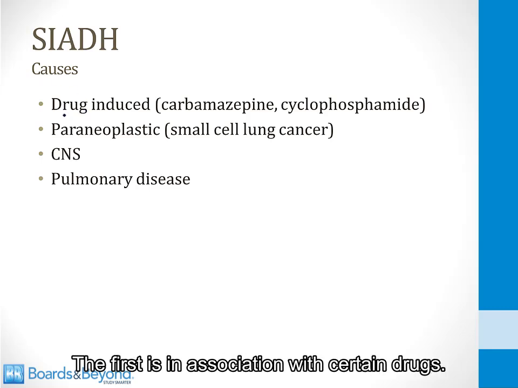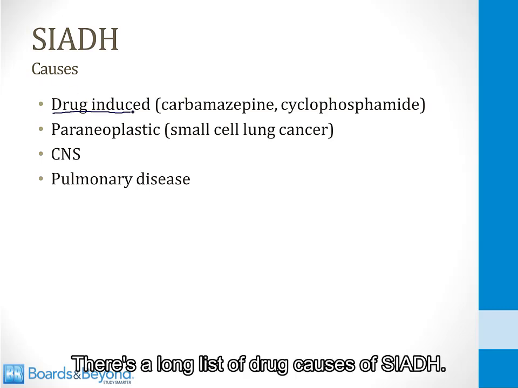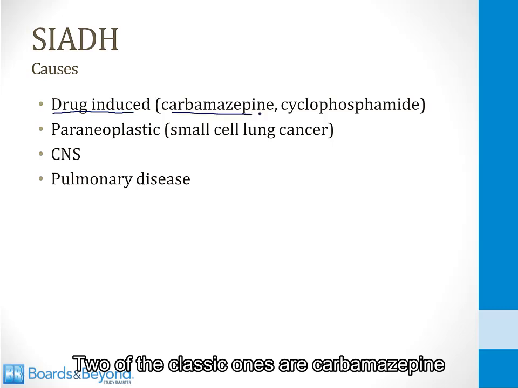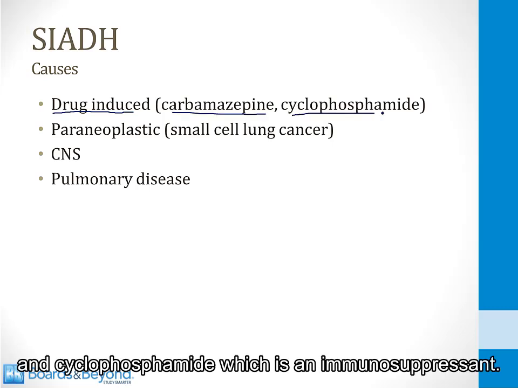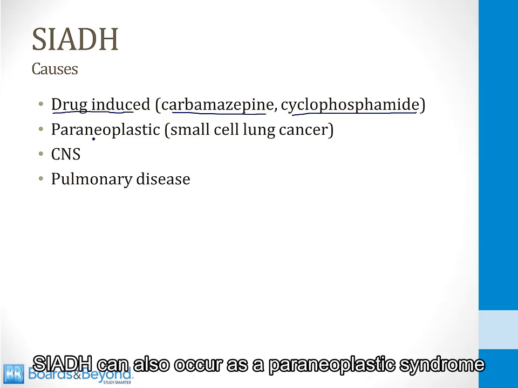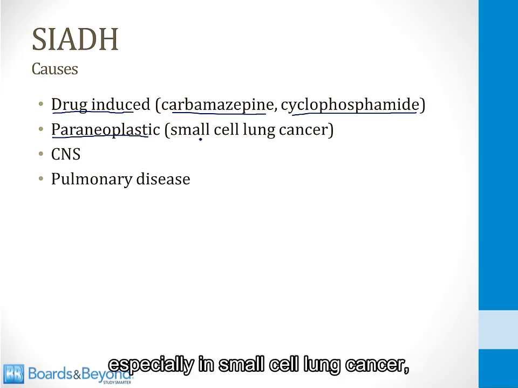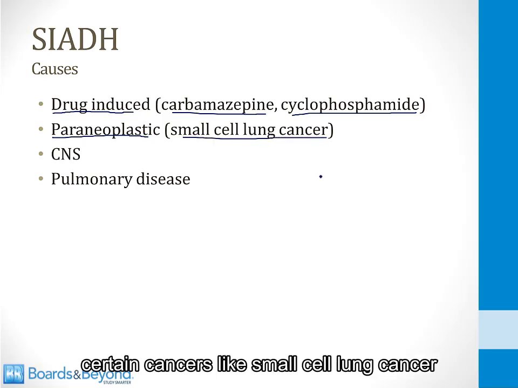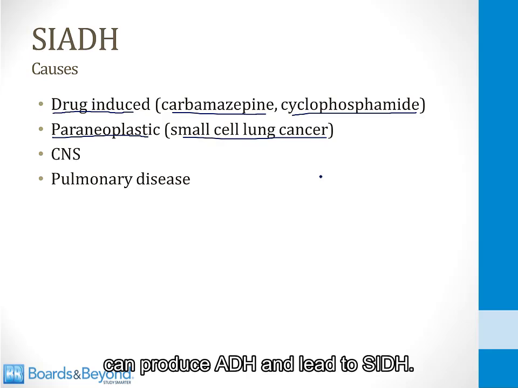The first is in association with certain drugs. There's a long list of drug causes of SIADH. Two of the classic ones are carbamazepine, which is a seizure drug, and cyclophosphamide, which is an immunosuppressant. SIADH can also occur as a paraneoplastic syndrome, especially in small cell lung cancer. Certain cancers like small cell lung cancer can produce ADH and lead to SIADH.